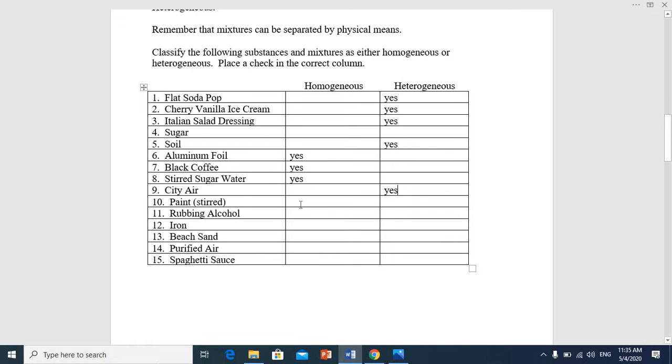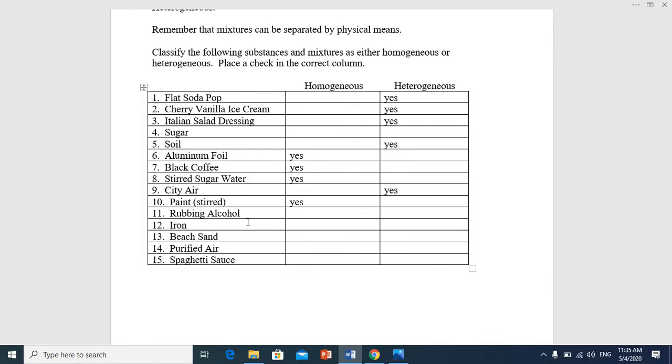Paint. If you have paint stirred, if you have different colors and you paint and stir them, could you differentiate between them when they become one color? No, so this will be homogeneous. And rubbing alcohol, the alcohol which we use to put on any wound or any injuries.